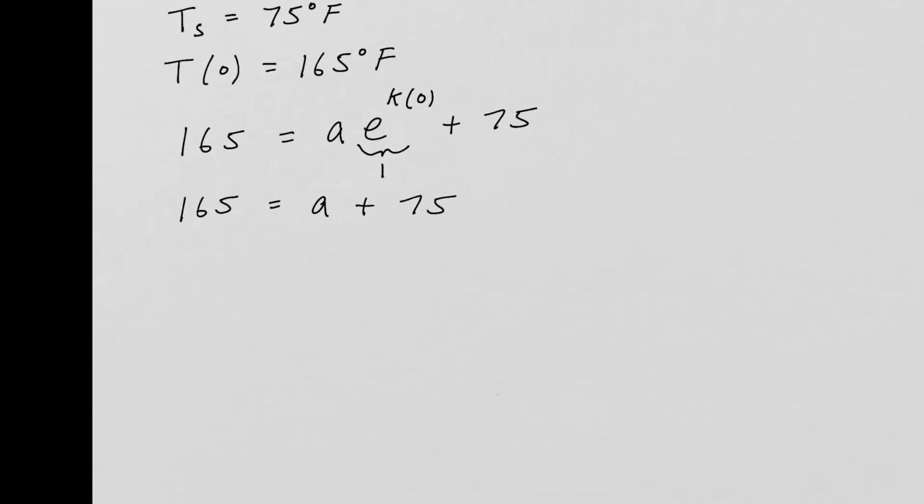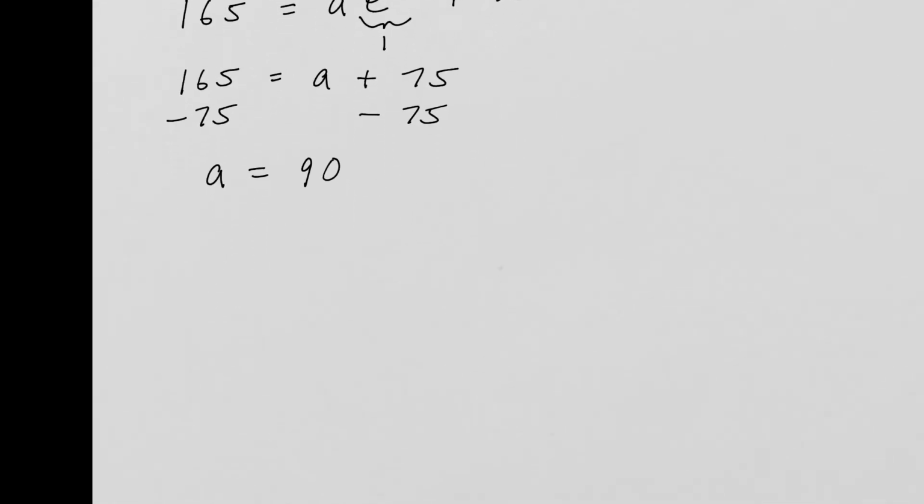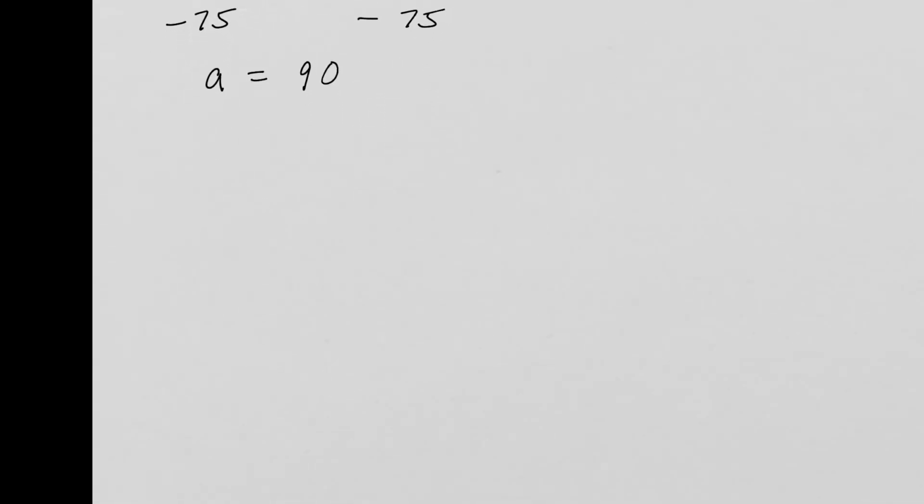So I can solve that for A, right? If I subtract 75 from both sides, then I'm going to have A is equal to, I guess it would be 90 in this case. So A is 90. Okay, so now I'm going to write the whole Newton's law of cooling equation out again, but I'm going to plug in for A. I know A is 90, E to the kt, and I also know that the surrounding room temperature is 75. Okay.